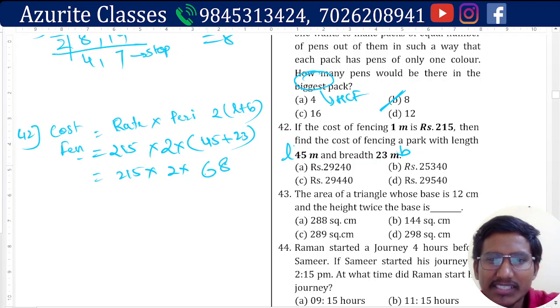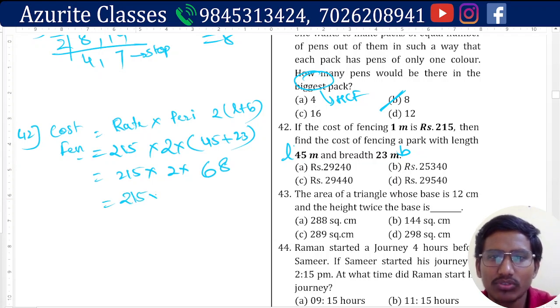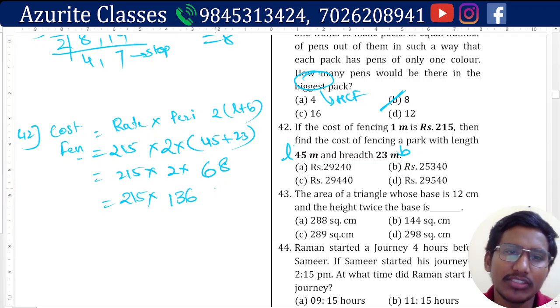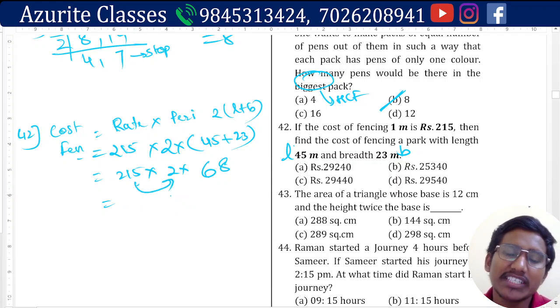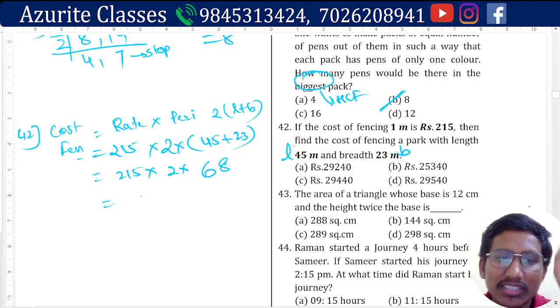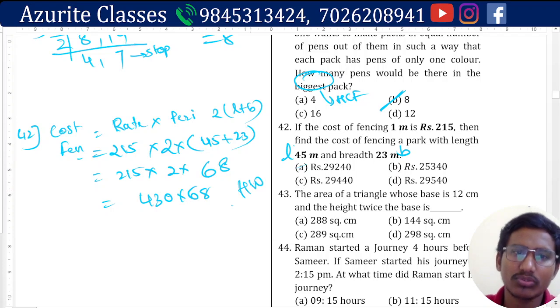That is 68, 68 twos, and then we have to multiply 215 with 68 twos. 68 twos is how much? 136. Okay, 136 and 215 you can multiply. Or better, for easy multiplication, what I will do: 215 twos is how much? 215 twos are 200 twos are 400, 15 twos are 30. So 430 into 68. Now you can multiply the 2-digit number and find the answer. So this will be homework for 42.